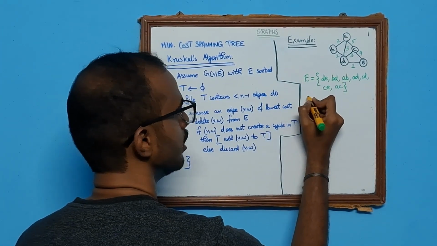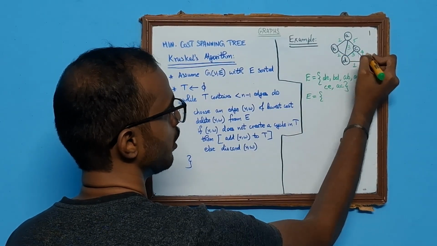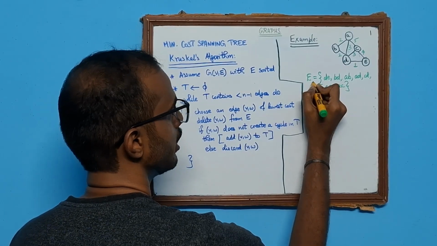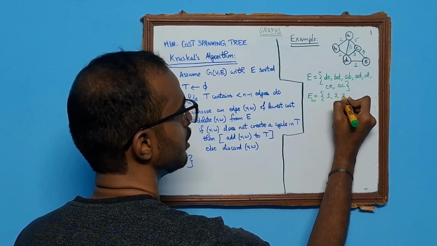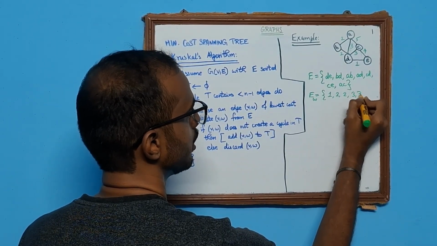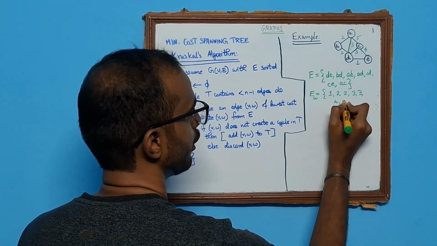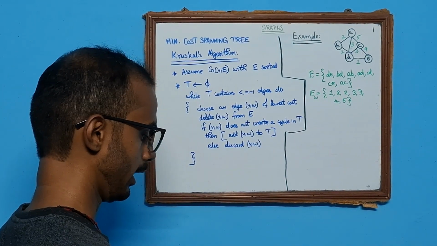I'll also write the edges in this format. So the DE edge has weight 1. I'll write it as the edge with weight: 1. BD means it's 2. Again AB is 2. AD is 3, CD is 3, and then CE is 4, and then 5. So this is the sorted way that we are writing. Okay, so now the array is sorted.